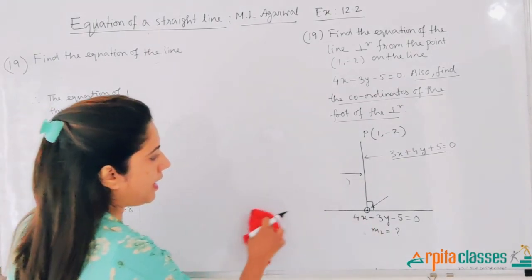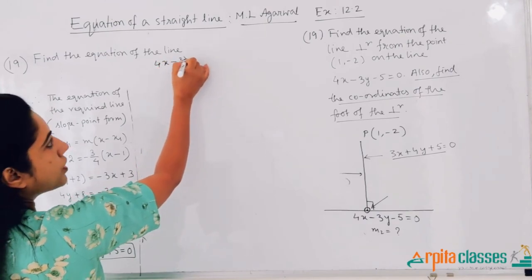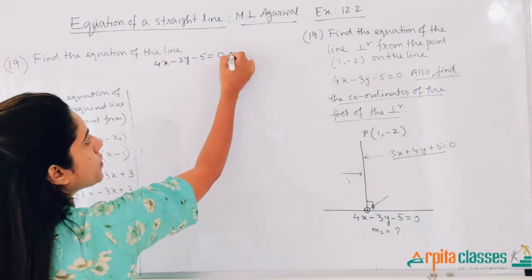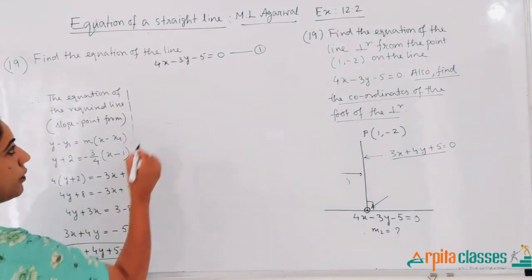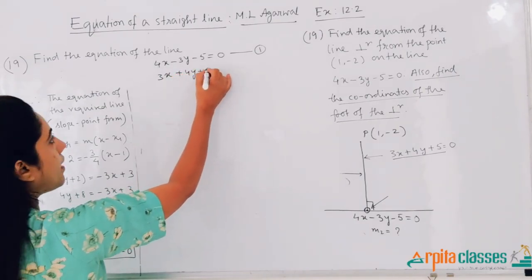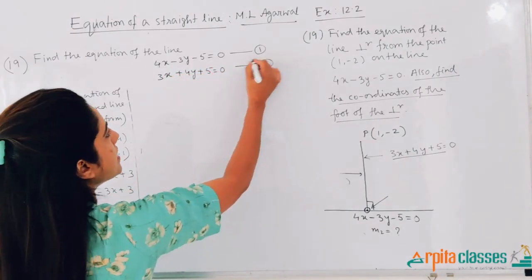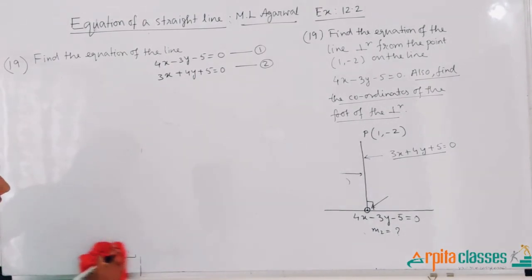So the given line, let me write down the given line here. That is 4x minus 3y minus 5 is equal to 0. Let me call this equation number 1. And the required line which we got was 3x plus 4y plus 5 is equal to 0. Let me call this equation number 2. Now we need to solve these equations by the simultaneous linear equation method.